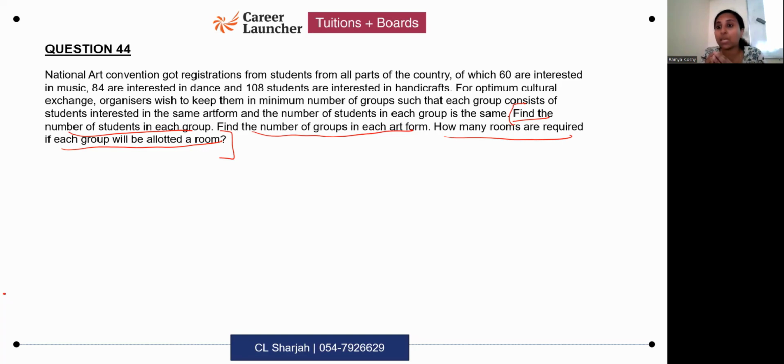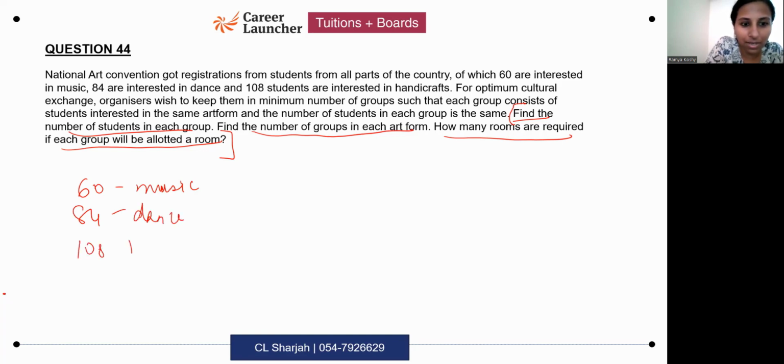So any time grouping is involved, usually that will be HCF. You're finding a factor. So now I understood that. Keeping that in mind, I will take out the important things. 60 music. That is the only important thing over there. 84 dance. 108 handicrafts. So many students I have for each.